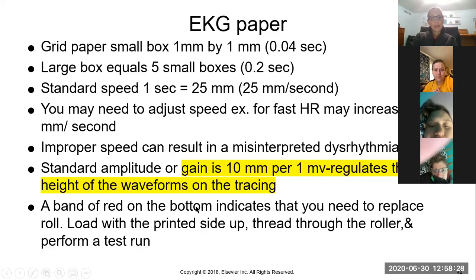All right, now, if you're looking at the machine and you look down at the paper and all of a sudden you see this band of redness on the bottom, it's telling you that you're very close to the paper being out and you need to change it, okay? You would load with the printed side up and thread through the roller, and then you would perform a test run, okay? So you would load the printers with the print side up, thread it through to the outside of the roller, and then you always perform a test run before you actually put it on a patient, okay?